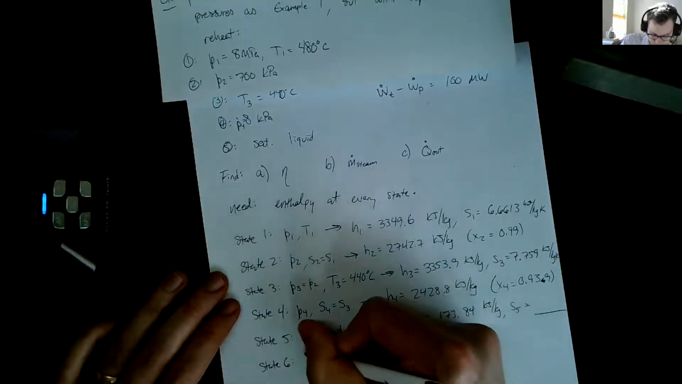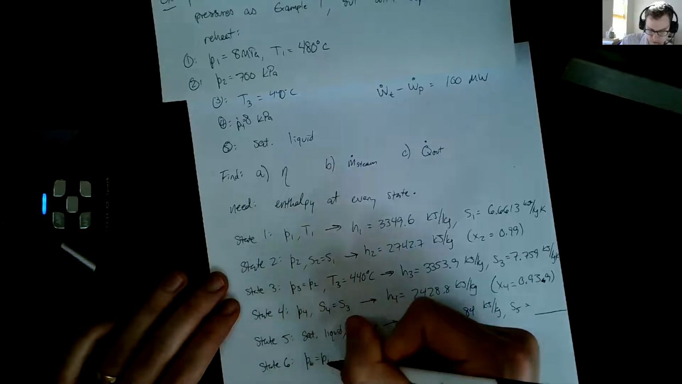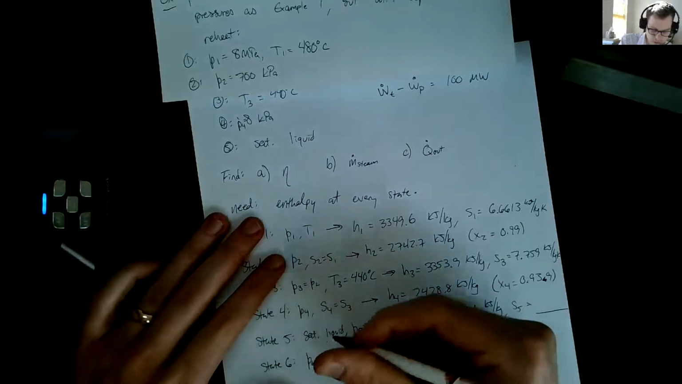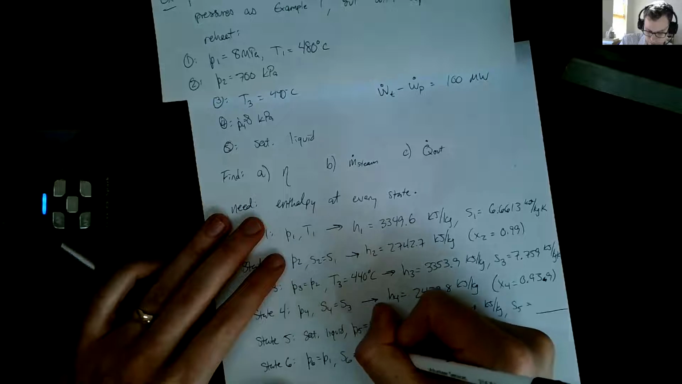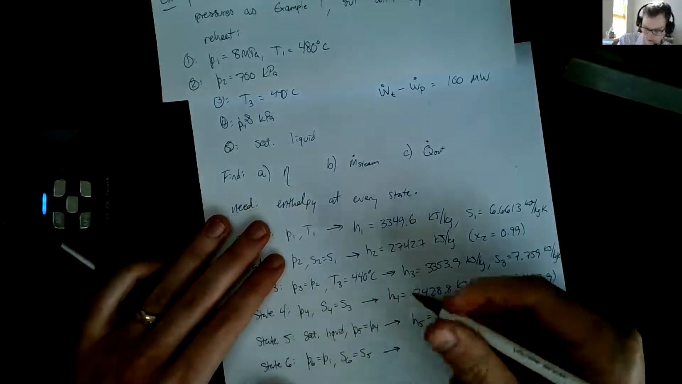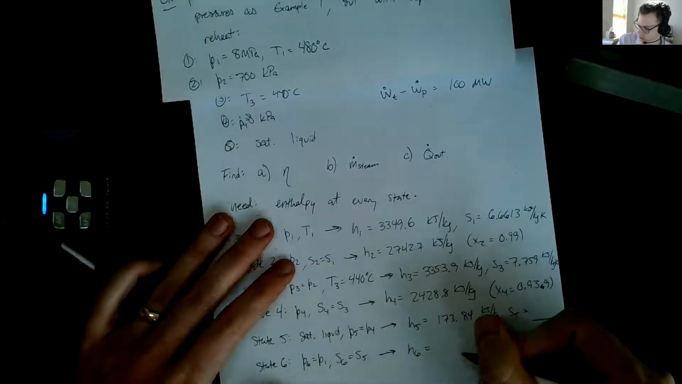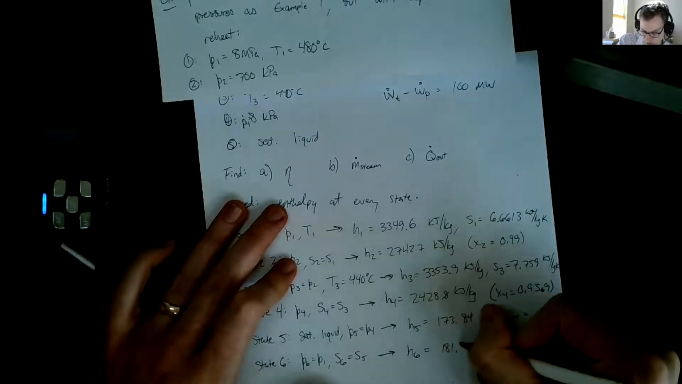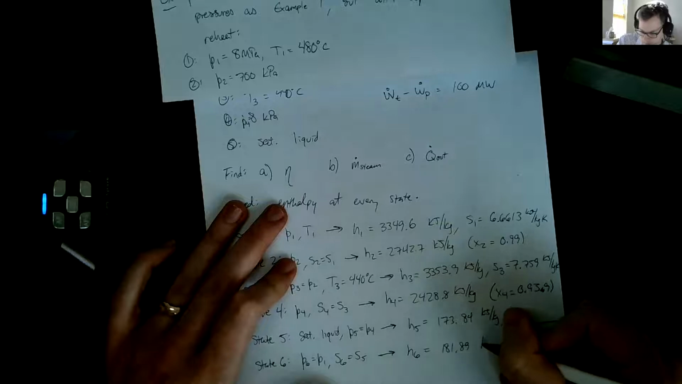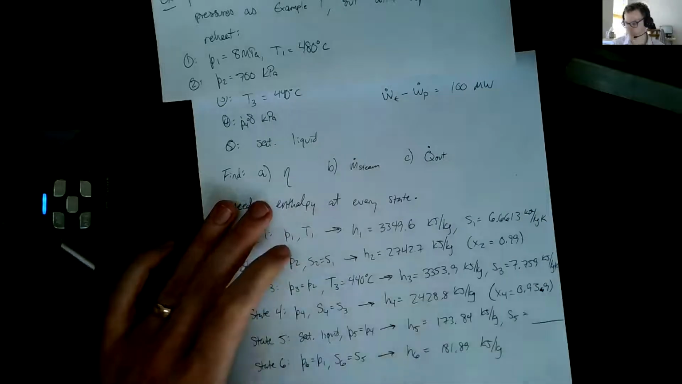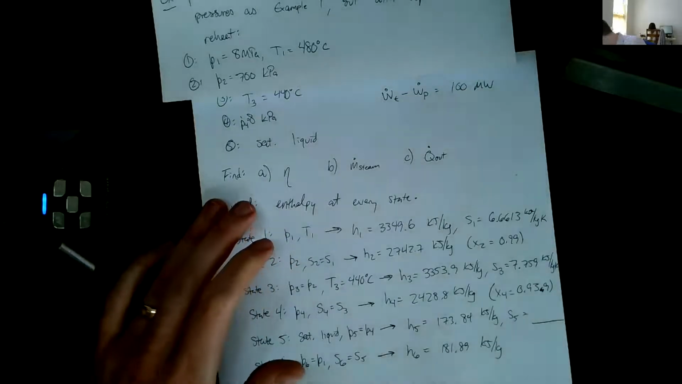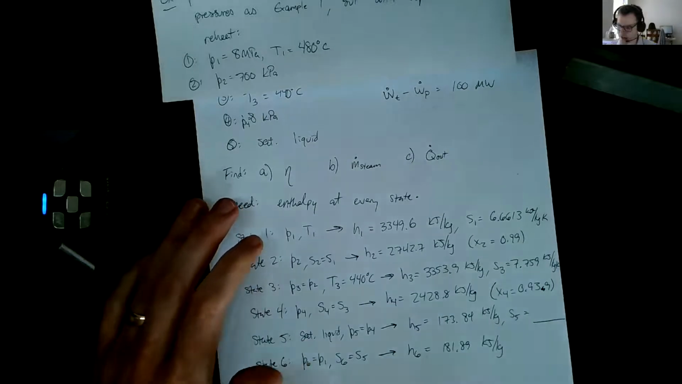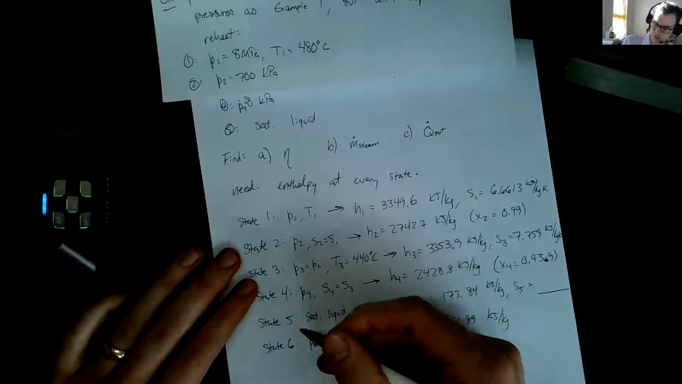State 6, we know that P6 equals P1 because we're back going into the steam generator, and that occurs at constant pressure. And S6 equals S5. So I have pressure and entropy. That's enough to get the enthalpy, which is 181.89 kilojoules per kilogram. Great. So now that I have the enthalpy at every state, I can answer my questions.